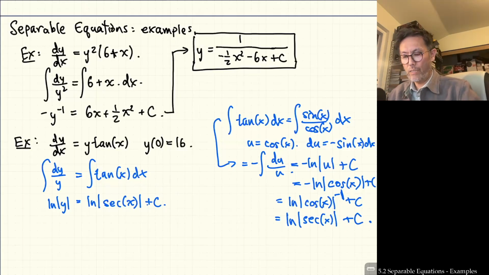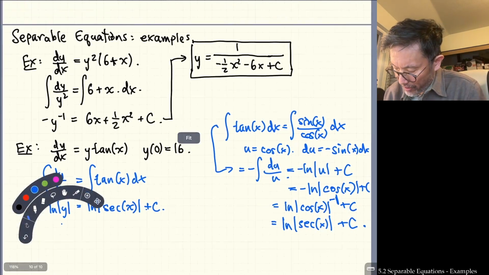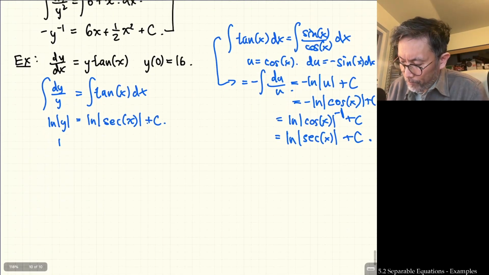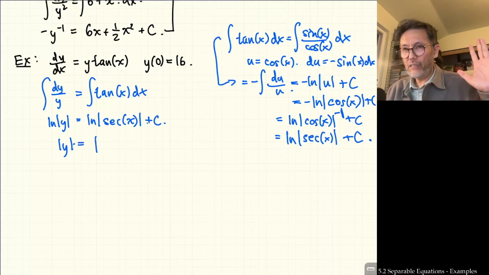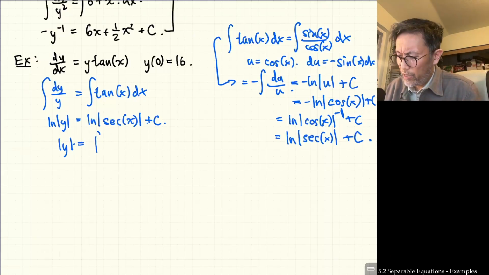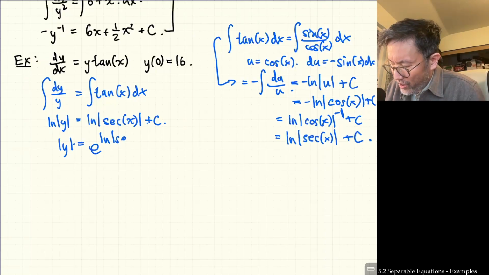y here? Well, I'm going to first begin by exponentiating both sides. So I get that the absolute value of y is equal to the absolute value. No, that's right. I'm sorry. That's right. Well, let me do it like this. e to the natural log of the absolute value of secant of x plus c.